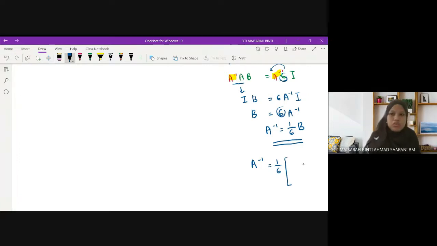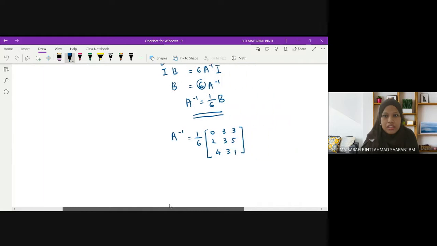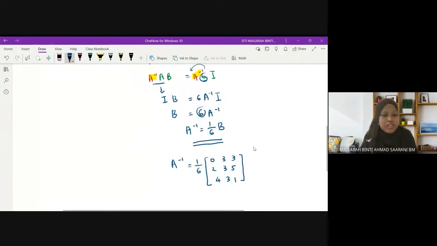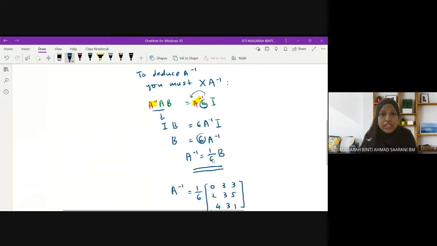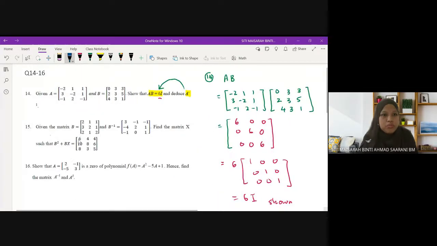So matrix B is 0, 3, 3, 2, 3, 5, 2, 3, 5 and then 4, 3, 1. Then you multiply into every element, you have to multiply into each element. Okay, can you multiply this in? Supposedly 1/6 times 0, 1/6 times 3, 1/6 times 3 until 1/6 times 1. Or you can leave it like this actually. Okay, this is for question 14. Okay, let's move to 15.